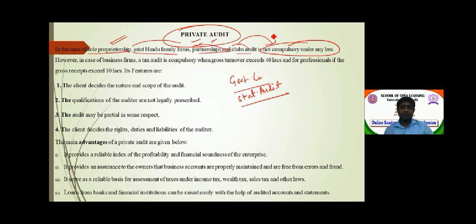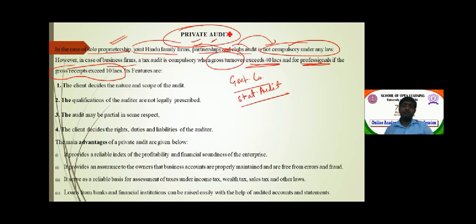But of course, it's not that they will not be covered under the ambit of this audit if that business or institution exceeds a certain turnover, sales value or profit. Then of course it becomes compulsory for them to get their accounts audited. For example, for a business firm, when the gross turnover exceeds 40 lakh, the audit of financial statements has to be done. In the case of professionals, when the gross receipts exceed 10 lakh rupees, of course your financial statements are going to be audited.